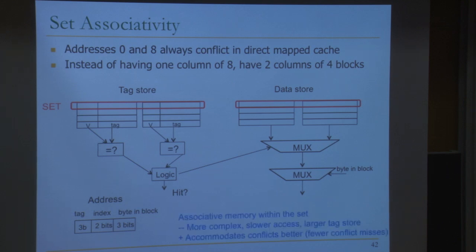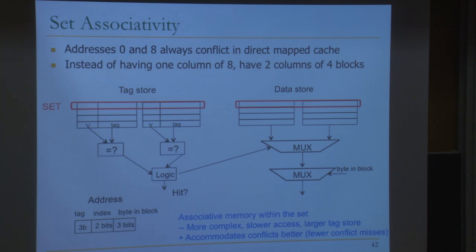Okay. So now, of course, the downside is you get more hardware. Right? You index into the cache, and you do a tag comparison on both of the locations. And you need valid bits for both of the locations. And these tag comparisons can go in parallel, and you can have only one hit. This way, you can have block 0 and block 8 both in the cache.